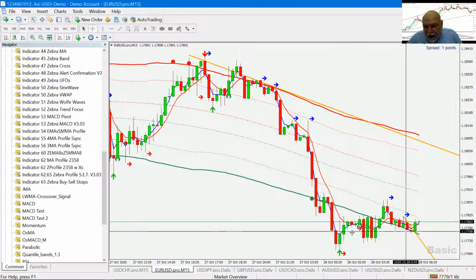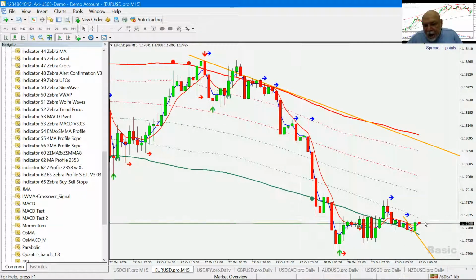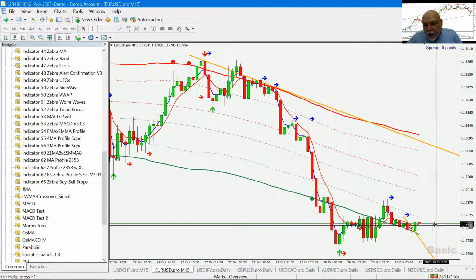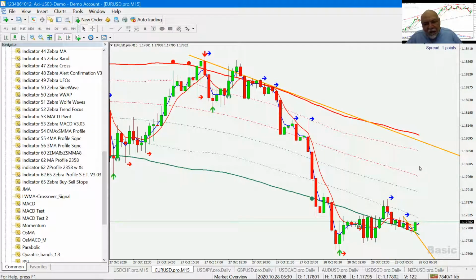So let's go ahead and see what that would look like. If we come down here, I would have about a 12 to 15 pip stop. Price turning around here. And let's see, coming up to this level here. 15 pip stop with about a 25 pip target. Okay, so that's not unreasonable.